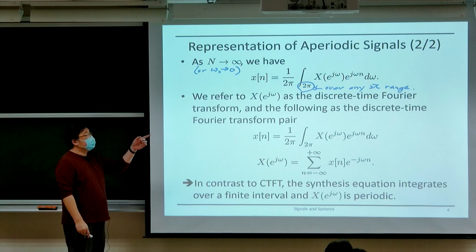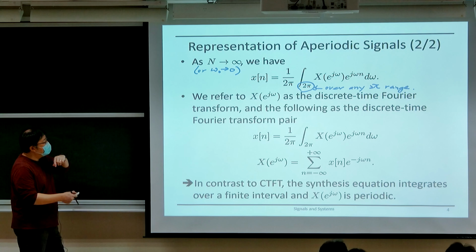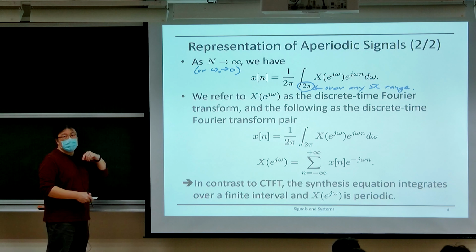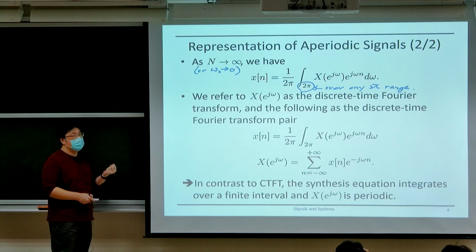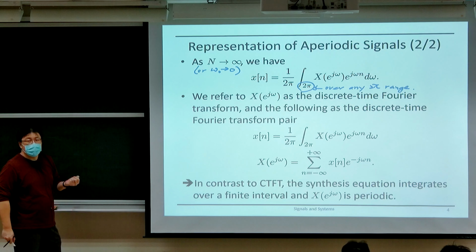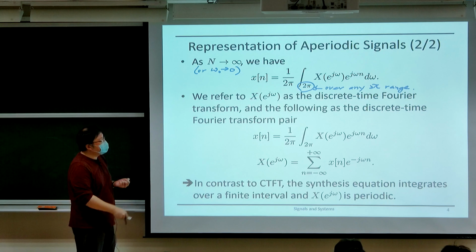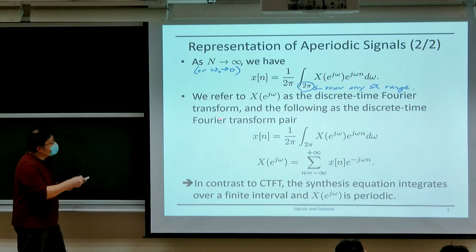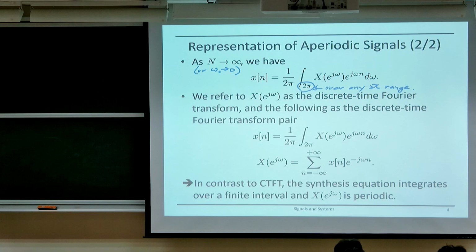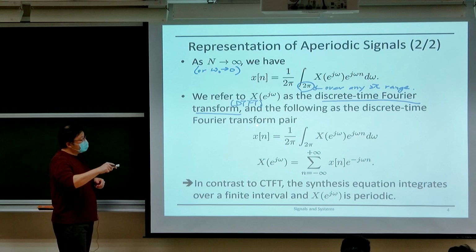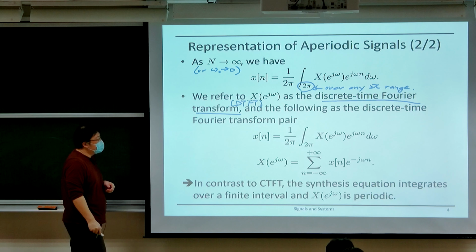Right, so that gives us the Fourier transform in the discrete time case. In this case, this capital X that we defined is the discrete time Fourier transform. Sometimes we write DTFT for short. And therefore, you have this discrete time Fourier transform pair.